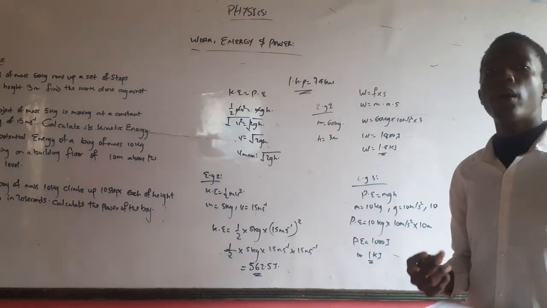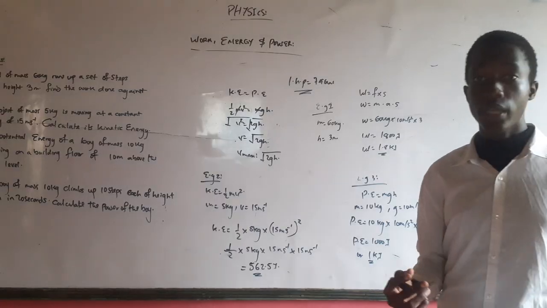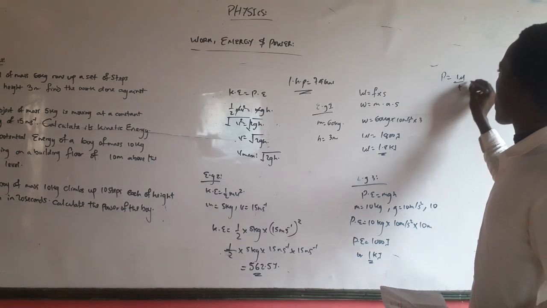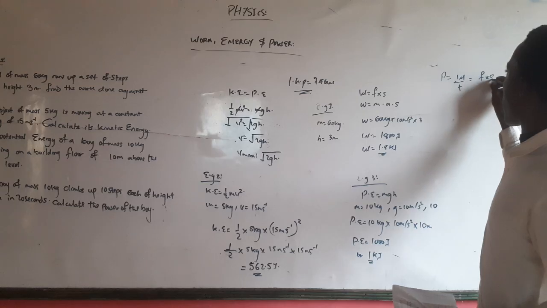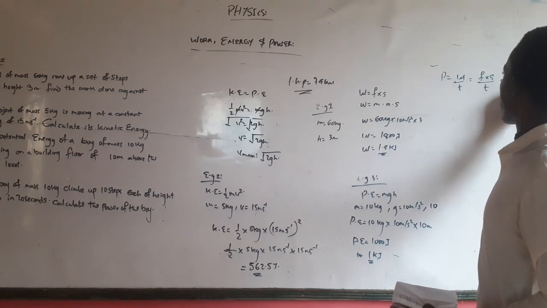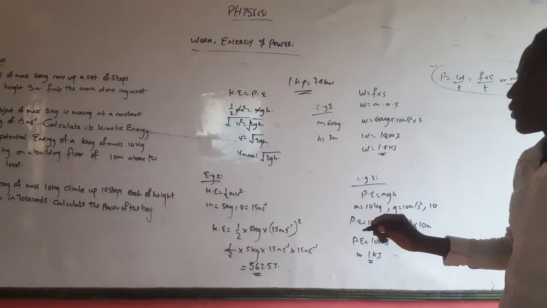So what's the formula for power? As I said earlier, power is the rate at which work is done. That's work divided by time. So P is W over T. W can be F multiplied by S, so P is F times S over T, or mas over T. You can use either of these formulas. Do you understand that?